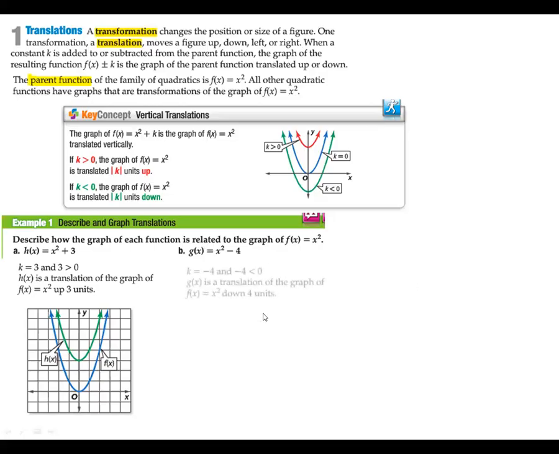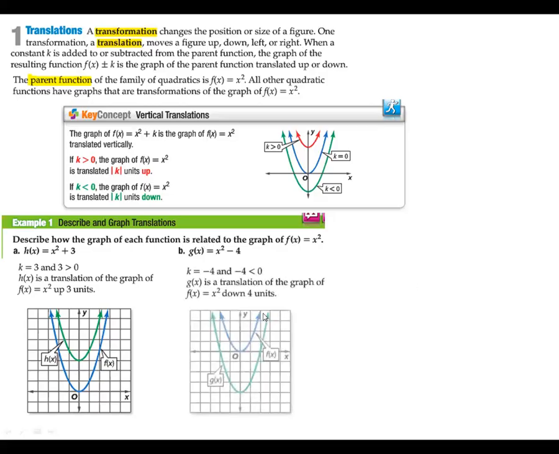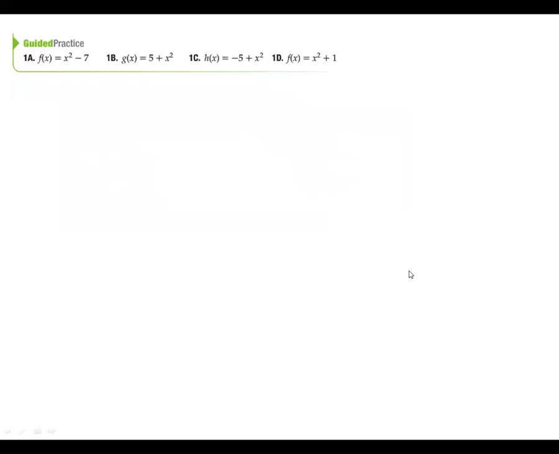Okay, in the g graph, it's going to shift it down 4 units. So here is g of x equals x squared minus 4 as the green graph. The blue one is just the parent function x squared. You can see it shifted down 4 units. All right, so here's a couple for you to try. Go ahead and pause the video.